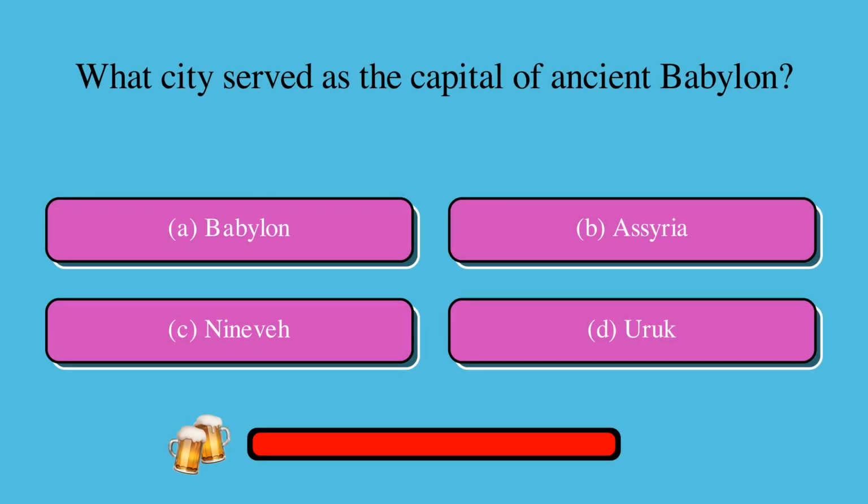What city served as the capital of ancient Babylon? Is it A, Babylon, B, Assyria, C, Nineveh, or D, Uruk? The correct answer is A, Babylon.